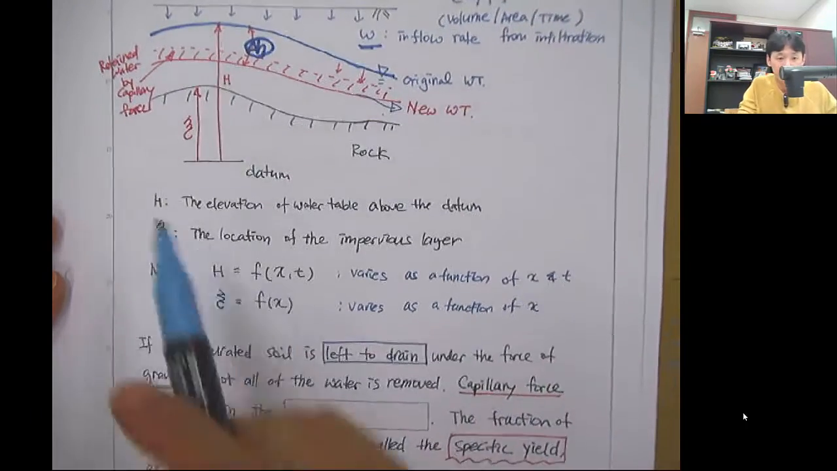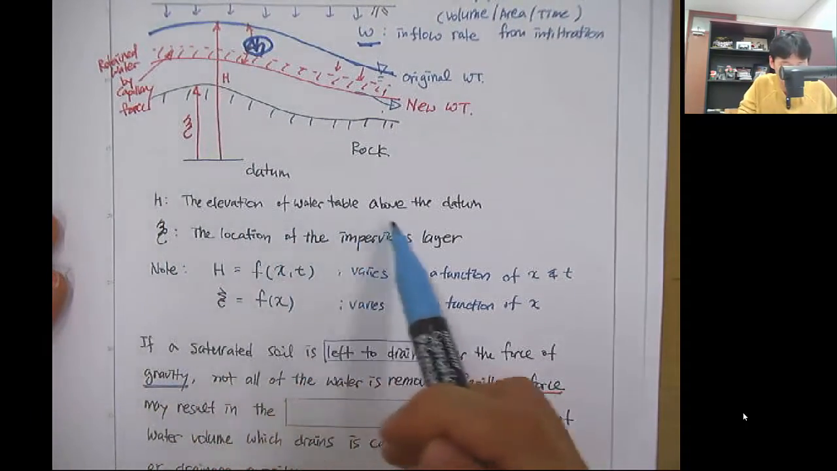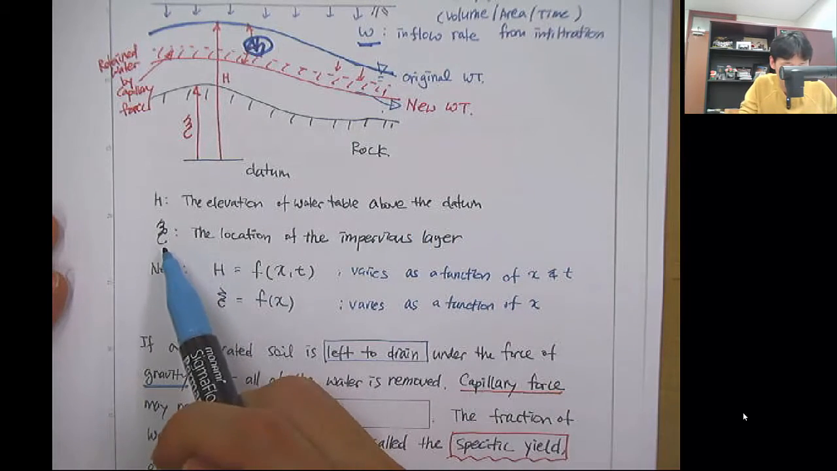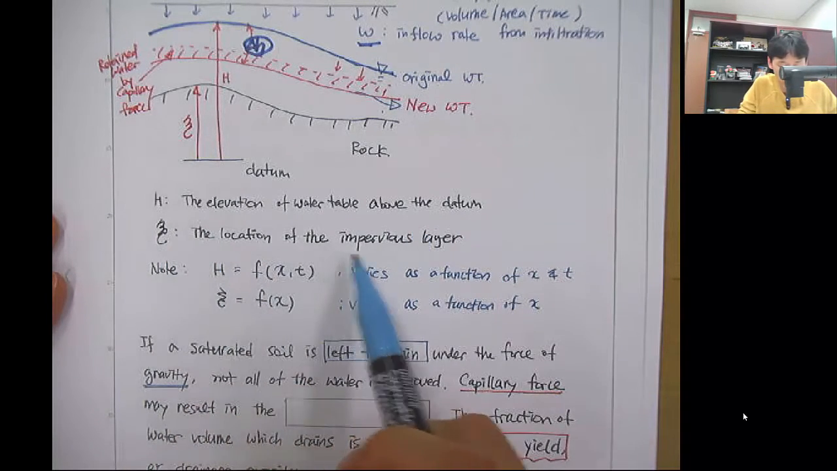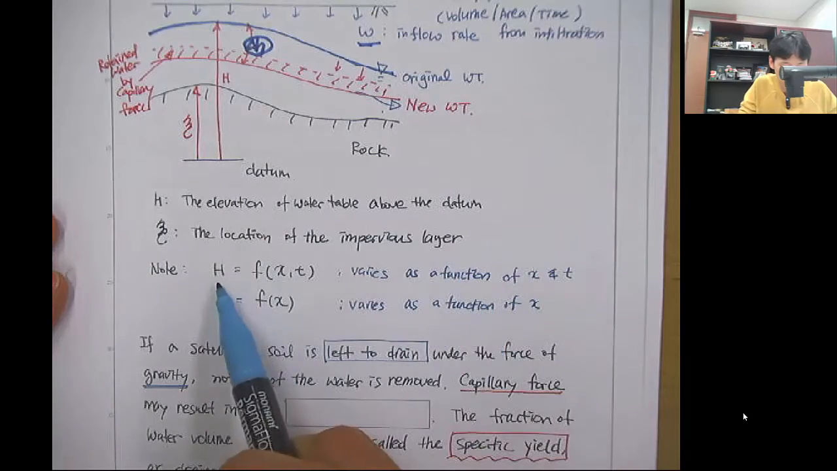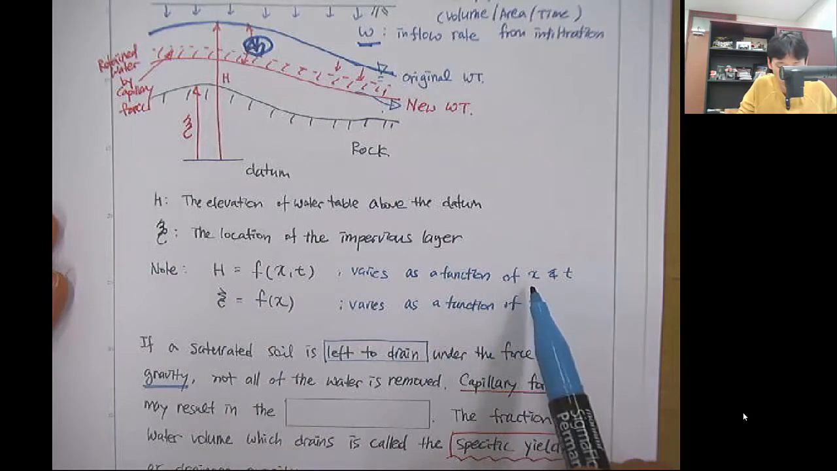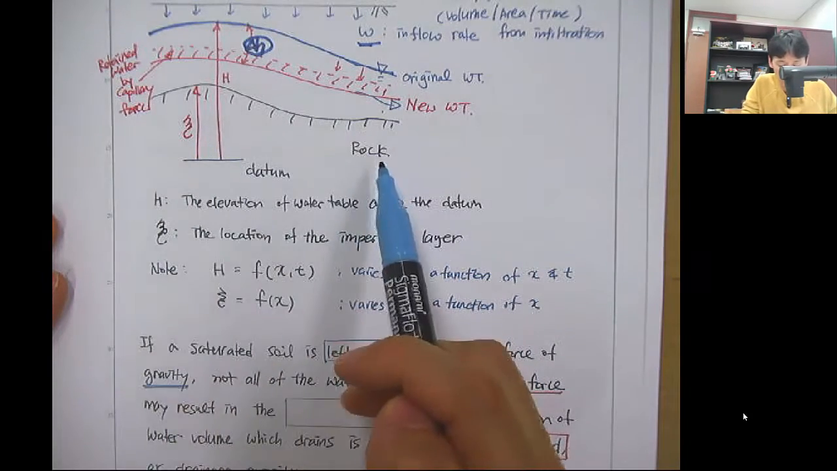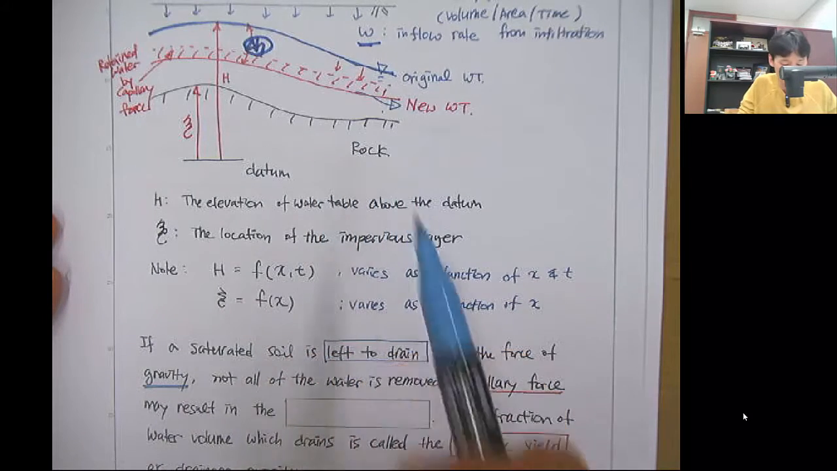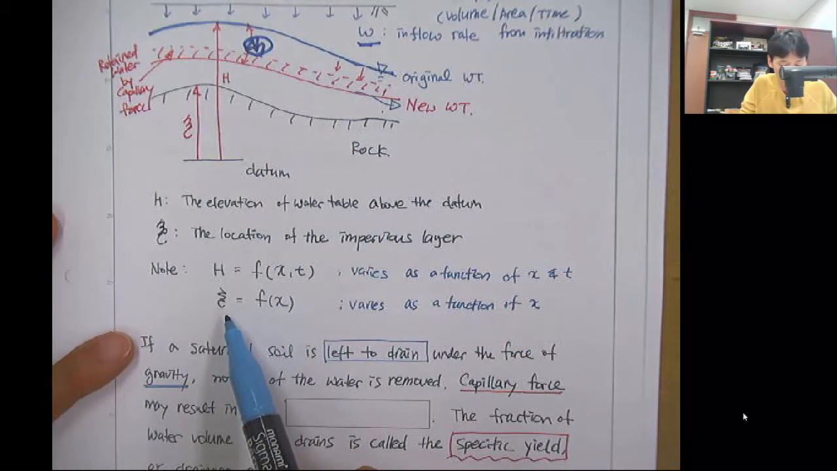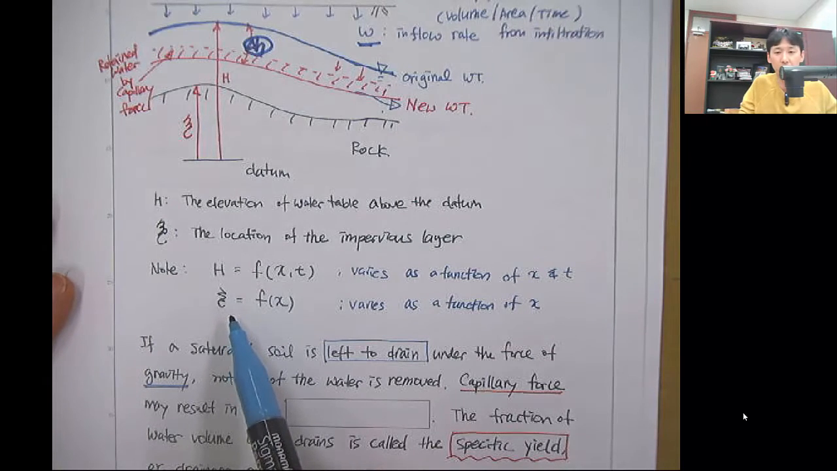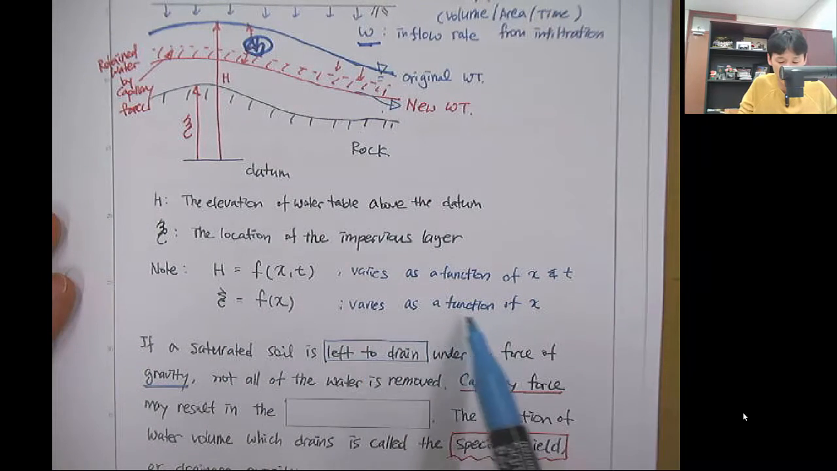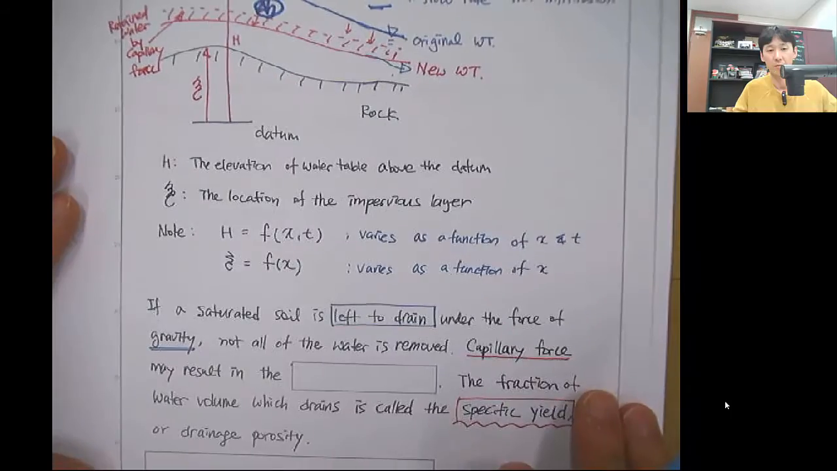Here the H is the elevation of the water table above the datum, and this eta is the location of the impervious layer. So H is a function of x and t, so it varies with distance and with time. But eta, the location of the impervious layer, is constant over time. It just varies as a function of the distance x.